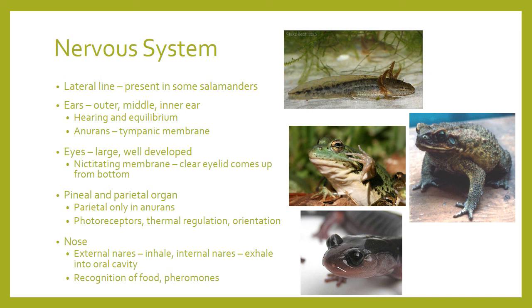Amphibians' noses, they have external nares, which are like nostrils on the outside, and that's where air comes in for the inhalation. And then there's internal nares for exhalation, and the exhalation happens into the oral cavity. And they use their nose or nares for both recognition of food and recognition of pheromones. So especially the caecilians and the salamanders use pheromones as a major form of communication.